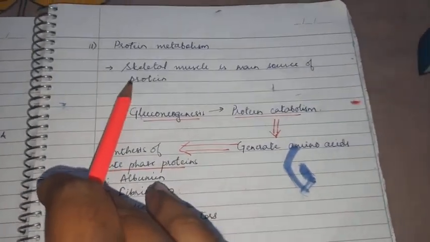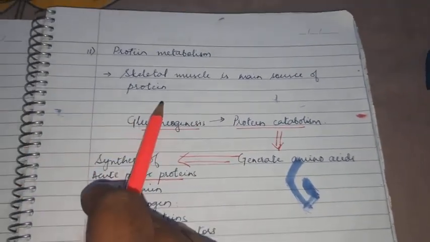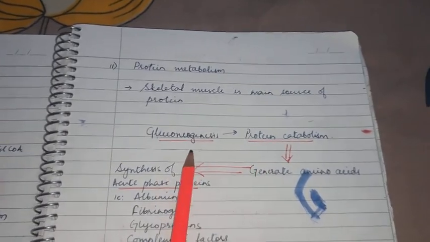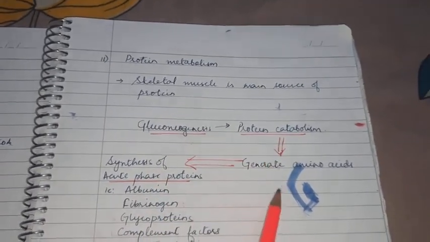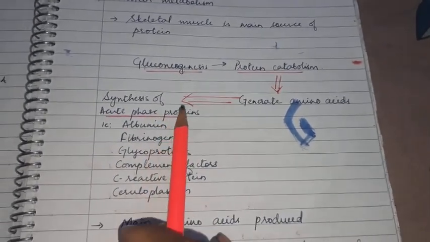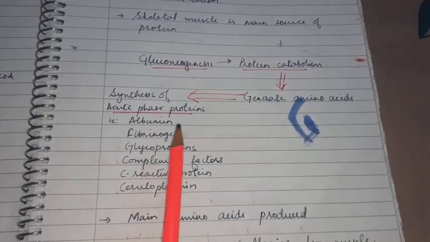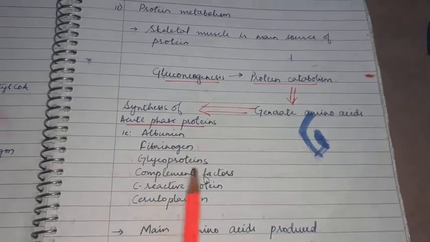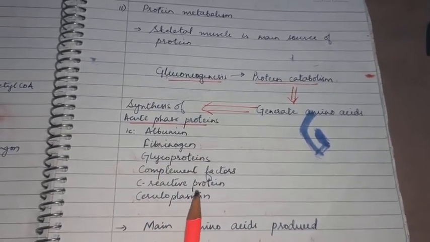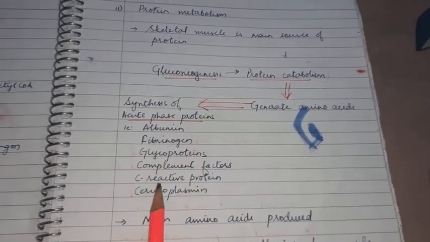So coming to the second metabolic change, the protein metabolism. Now skeletal muscle is the main source of protein. Okay, gluconeogenesis: there is protein catabolism which generates amino acids. Amino acids are required for the synthesis of acute phase proteins, that is albumin, fibrinogen, glycoproteins, complement factors, C-reactive protein, ceruloplasmin. These are all acute phase proteins.